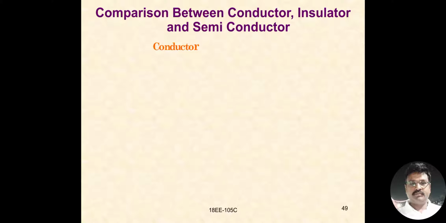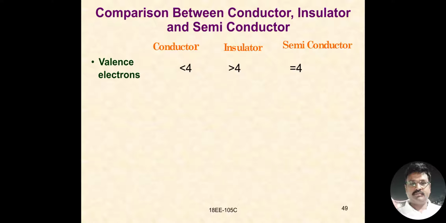Comparison among these three: conductor, insulator and semiconductor. In terms of valence electrons, in a conductor it is less than 4, in an insulator it is greater than 4, and in a semiconductor it is equal to 4. Energy gap: in a conductor it overlaps, there is no gap; in an insulator it is large; in a semiconductor it is narrow.